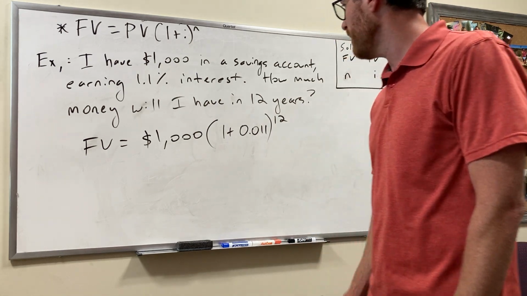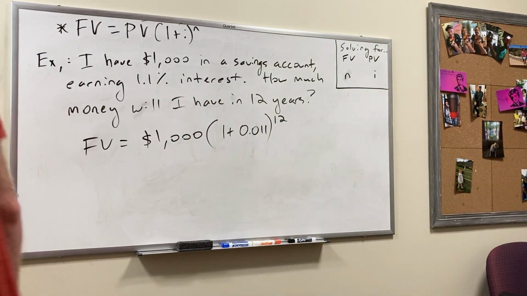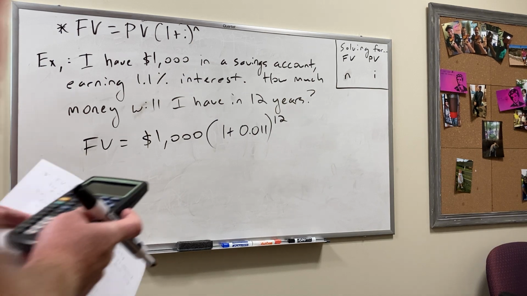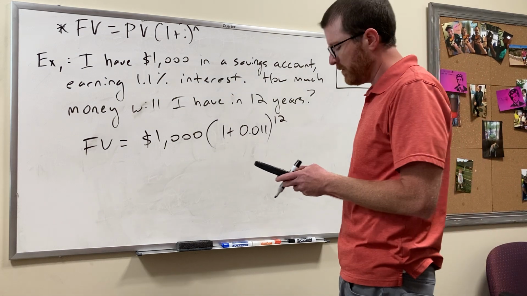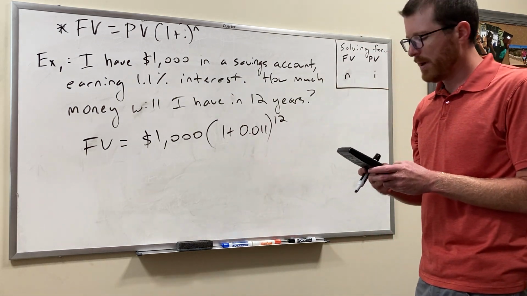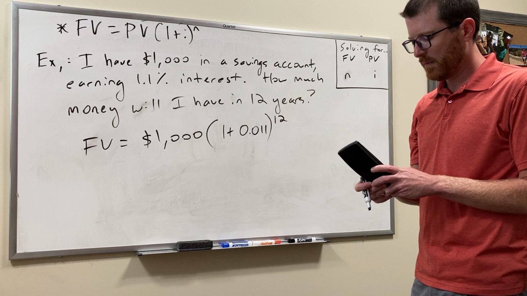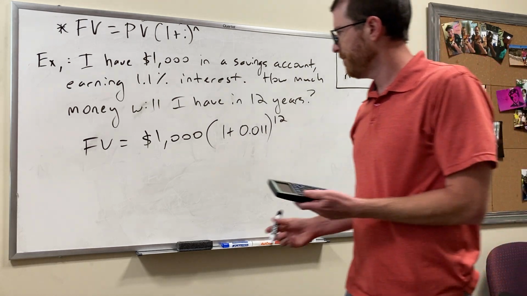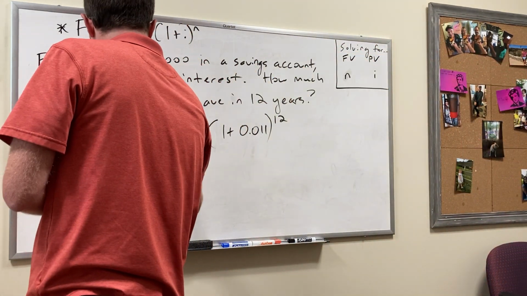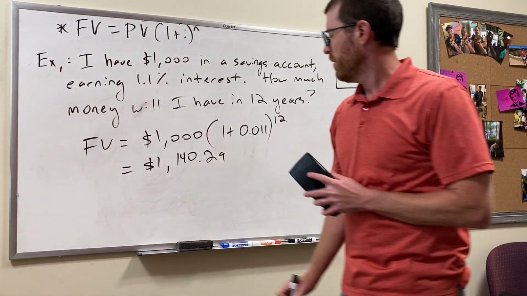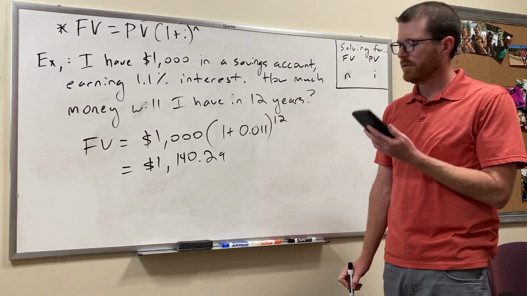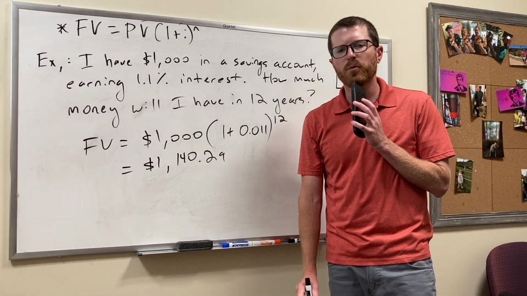1.1% interest rate, okay? And all we got to do is just plug this in, and we'll see what we get. I've got my calculator. You should go through these and work alongside me to make sure that you're getting the same answers. So I'm just going to plug into my calculator and see what I get. And there we go. $1,140.29 is hopefully what you get.